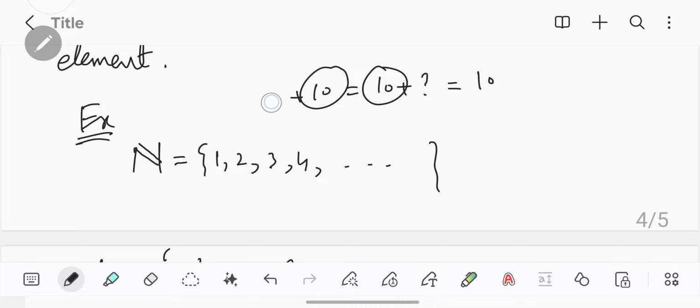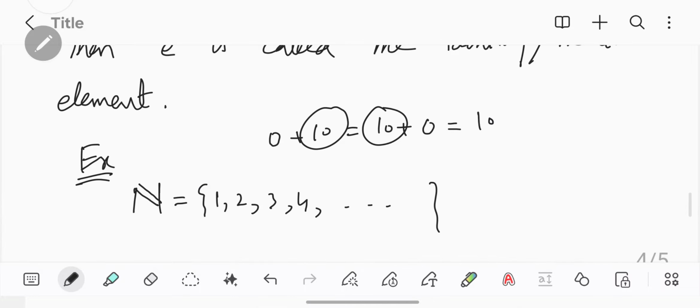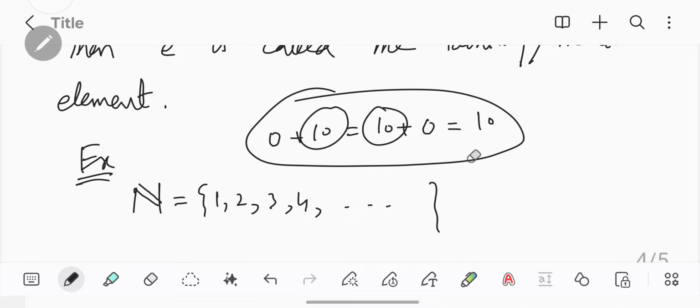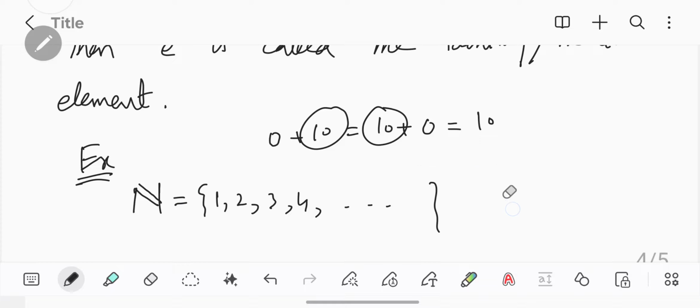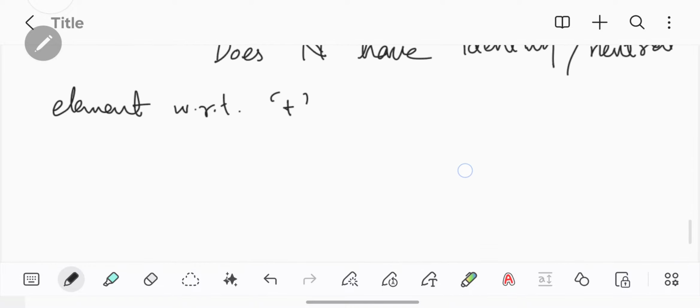The obvious answer is 0, right? Only 0 satisfies this property. But 0 is not here, right? That means this set has no identity with respect to addition, because only 0 was the number which satisfies this property, but 0 is not here, so that means this set doesn't have identity with respect to addition, right? So the answer is no.